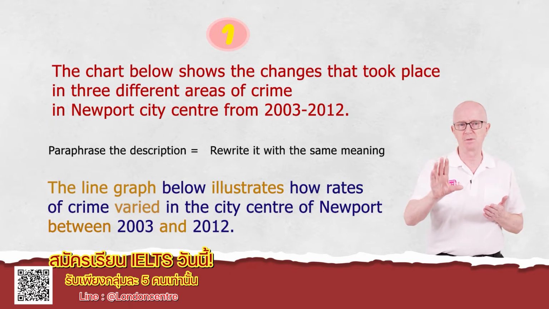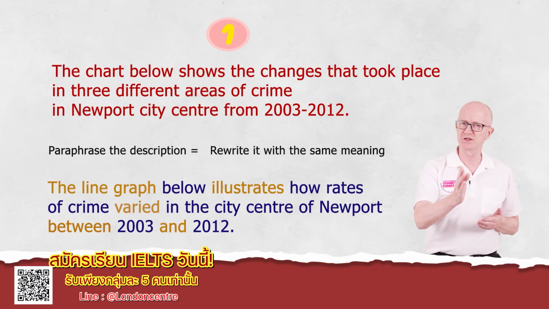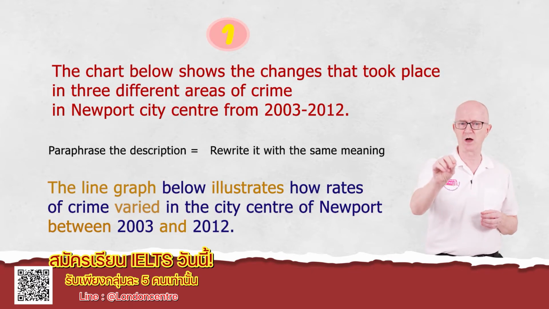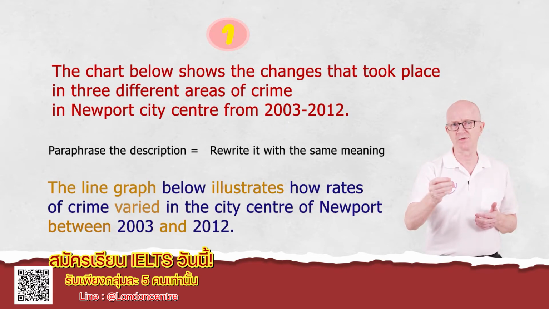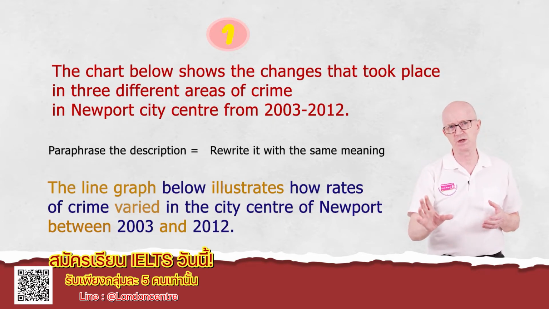And then, whereas the question says Newport City Centre, I've changed it to in the city centre of Newport. And then I've added, at the end of the sentence, the question says from 2003 to 2012. I've changed it but kept the same meaning to say between 2003 and 2012. So this is the first part of your writing task. Paragraph 1 is to paraphrase the question.